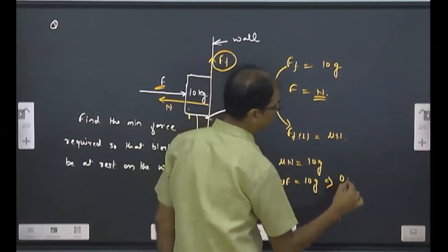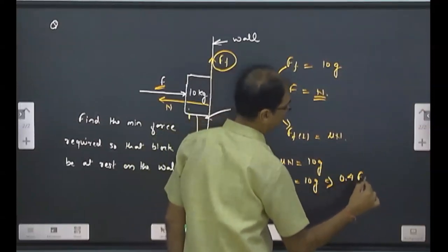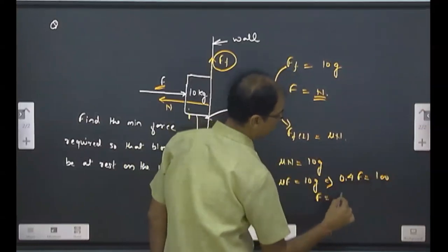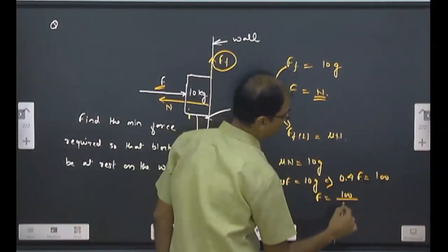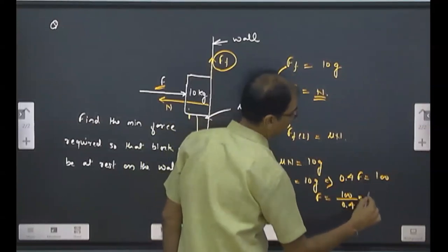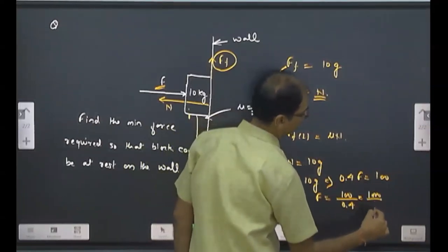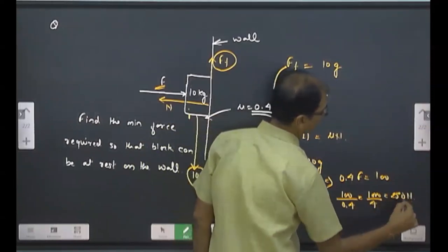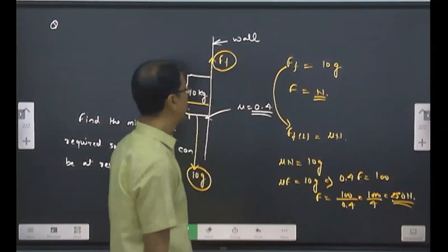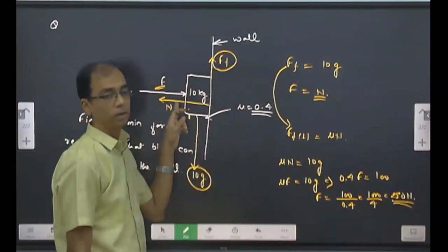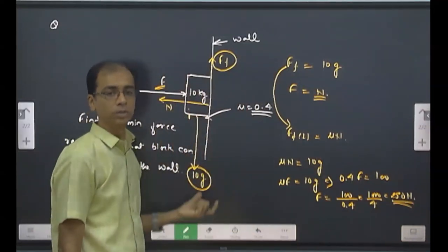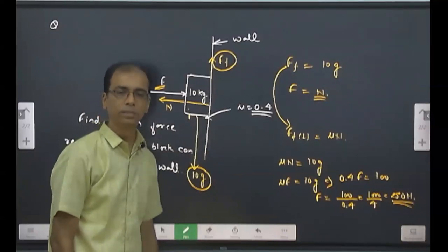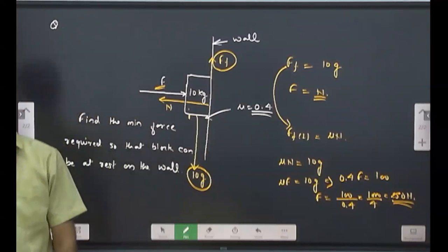Mu value 0.4, and 10g means 100. So F equal to 100 by 0.4, that will be 1000 by 4, that will be 250 Newton. So if you apply 250 Newton from here, then only you can stop this block. Is this clear? Yes, sir. Okay, note that.